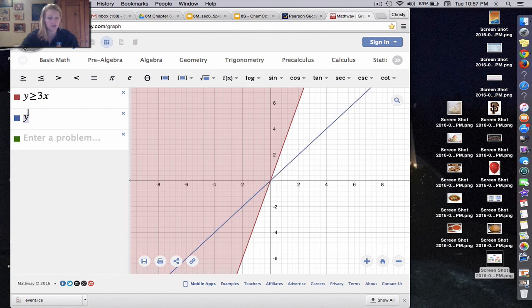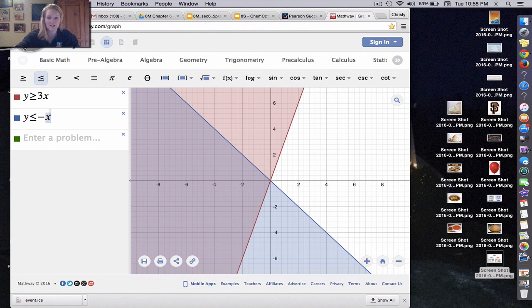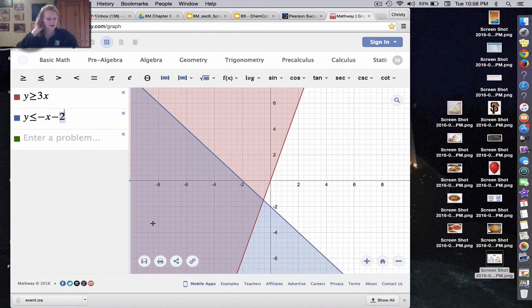And so that's why I do need you to have this: y is less than or equal to negative x minus 2. And the question is, where's the overlapping region? So here you had to shade above, here below, and then what's the overlapping region? This is the overlapping region.